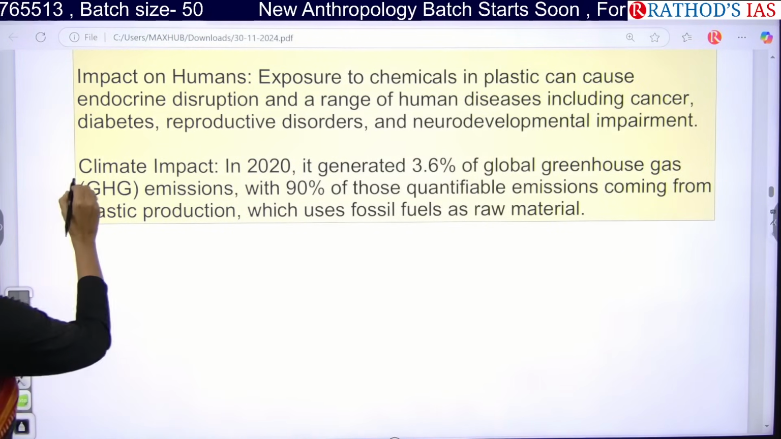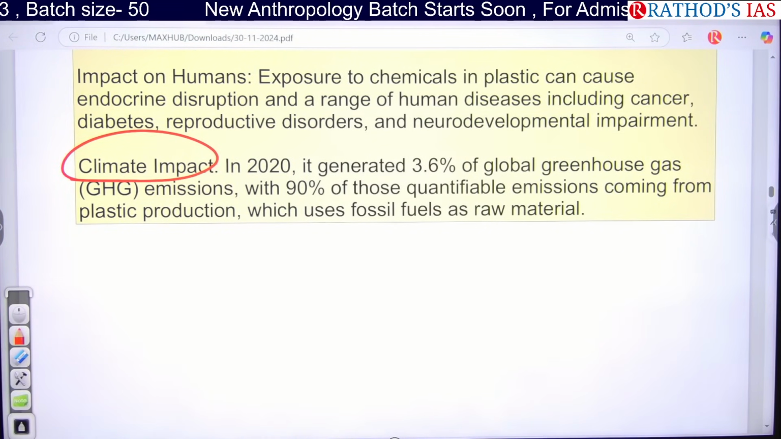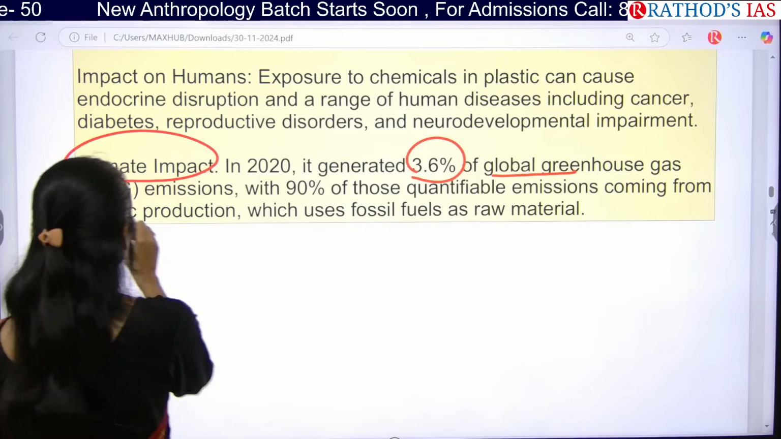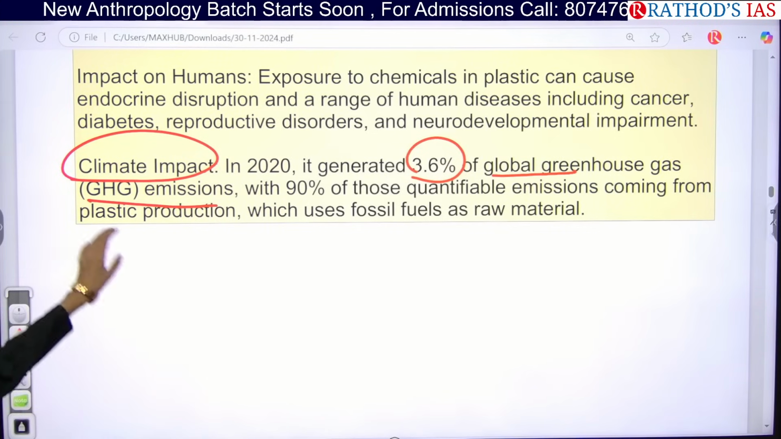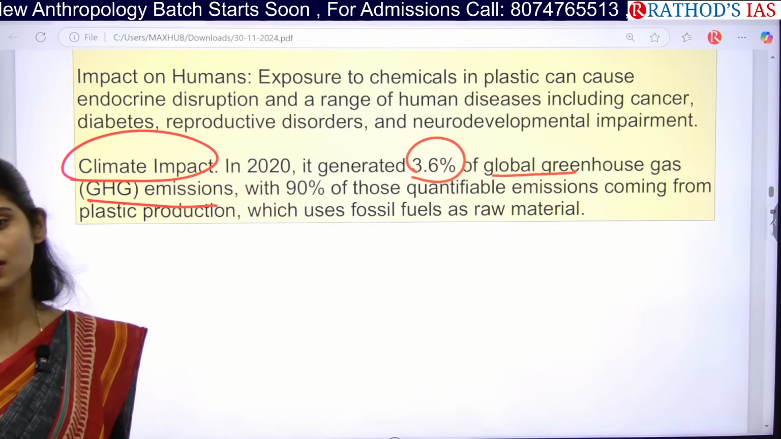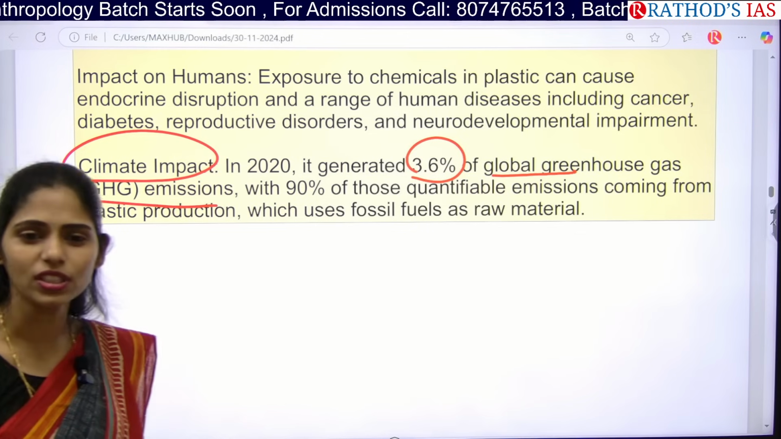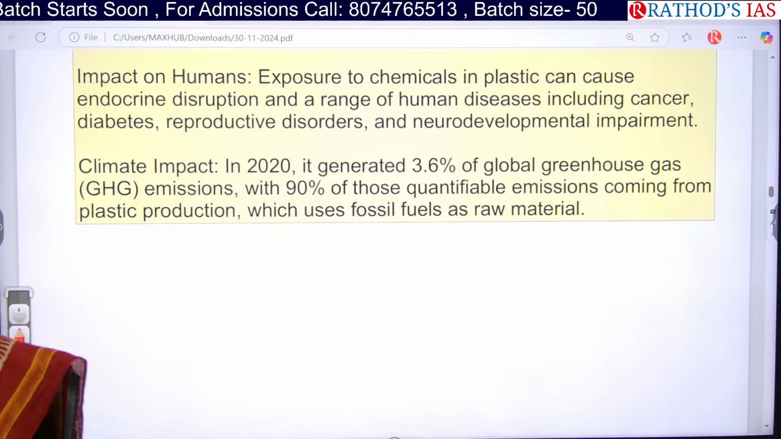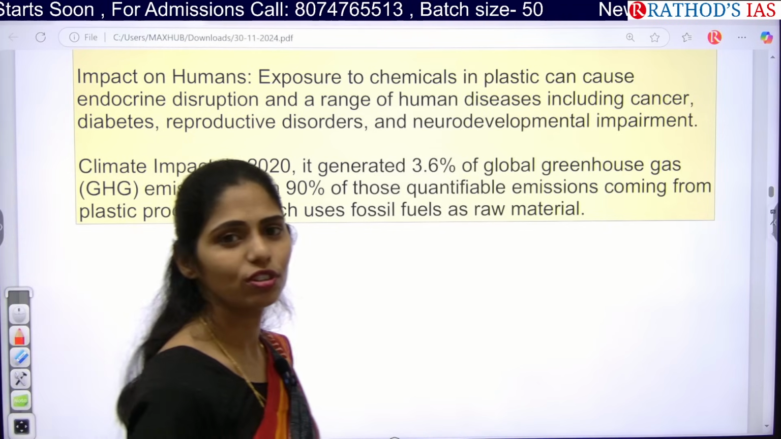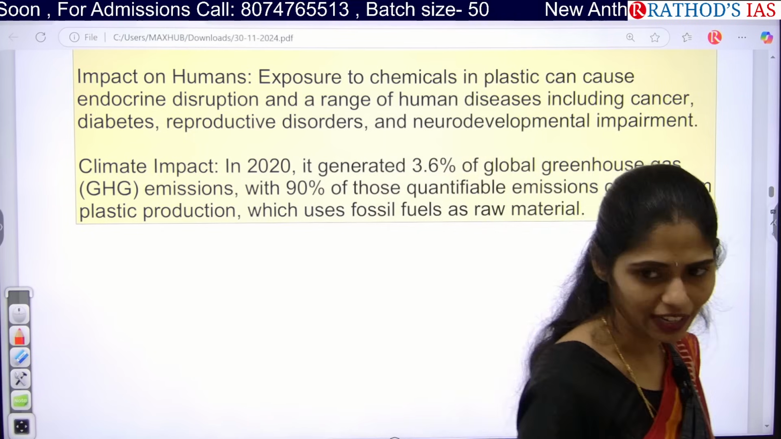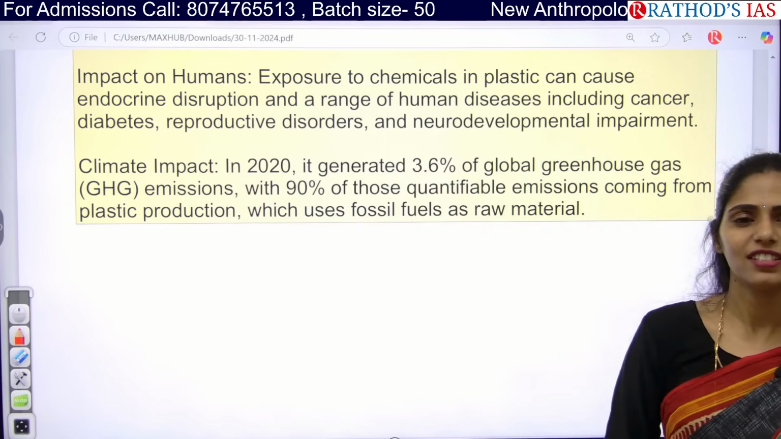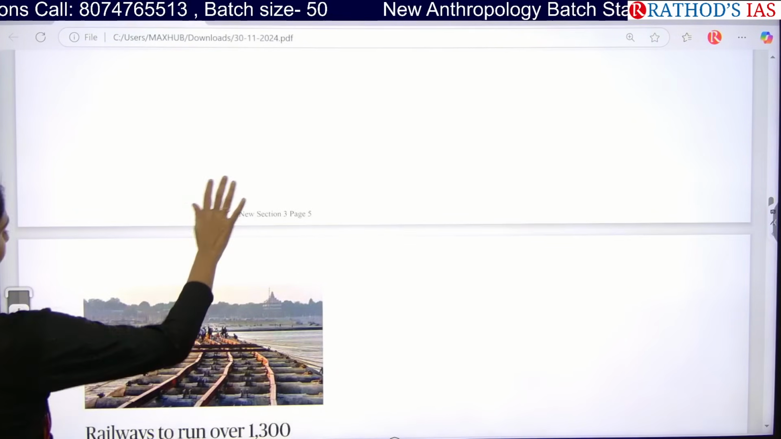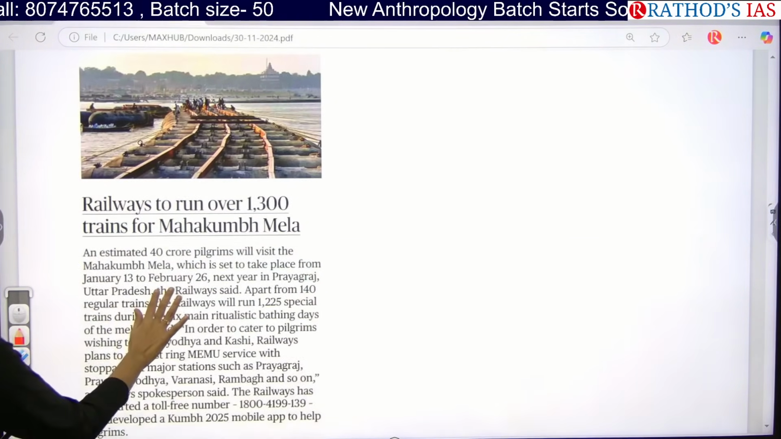Even there is a lot of climate change. In 2020, plastic generated around 3.6% of global greenhouse gas emissions. For these greenhouse gas emissions also, plastic is one of the important reasons leading to climate change. Because of this, we need to come up with this kind of treaty as soon as possible, and we have to make it binding and enforceable on every country so that we can address this problem as soon as possible.